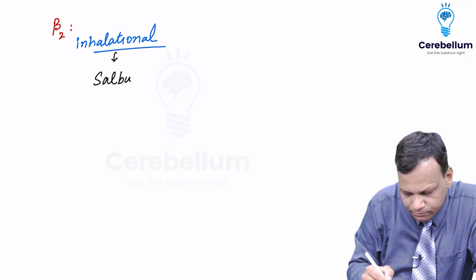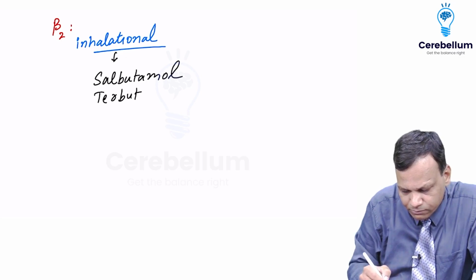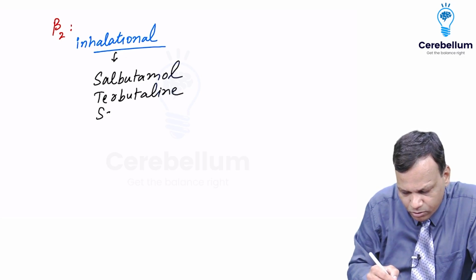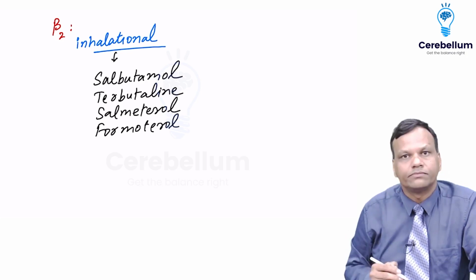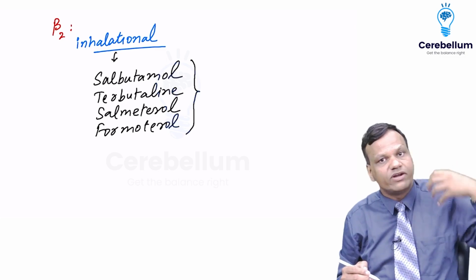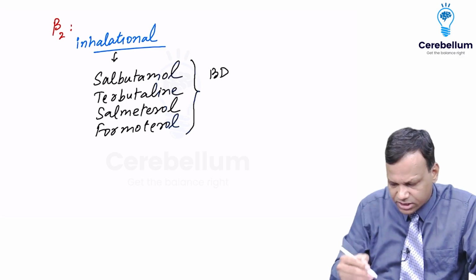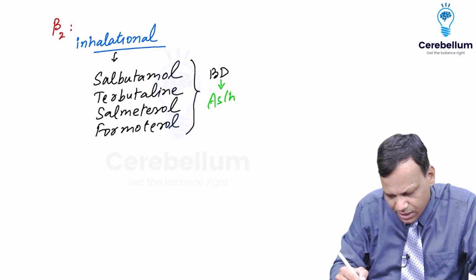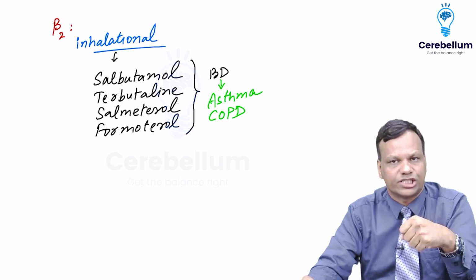These drugs are salbutamol, terbutaline, salmeterol, and formoterol. These are given by inhalational route, and we know when we give them inhalationally they will go to the lungs. So what will they do? They cause bronchodilation, and bronchodilation is required for, yes, asthma and COPD. So they are used in treatment of asthma and COPD. They are bronchodilators. They are given by inhalational route.